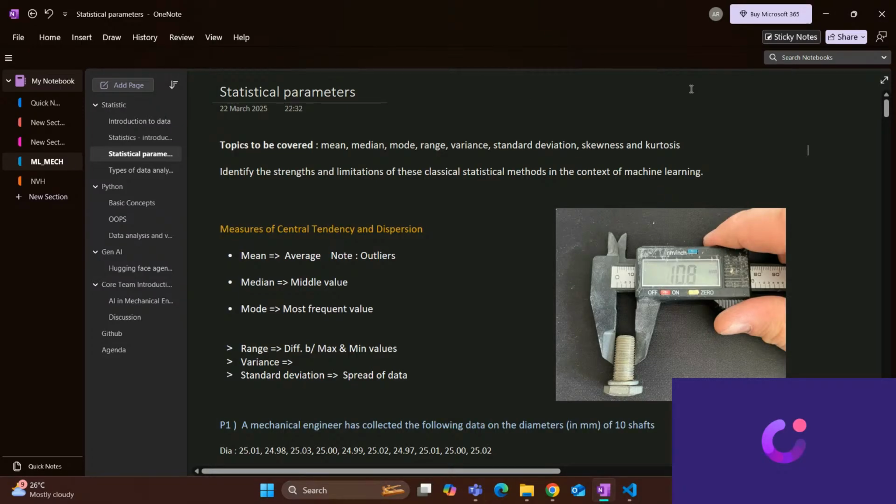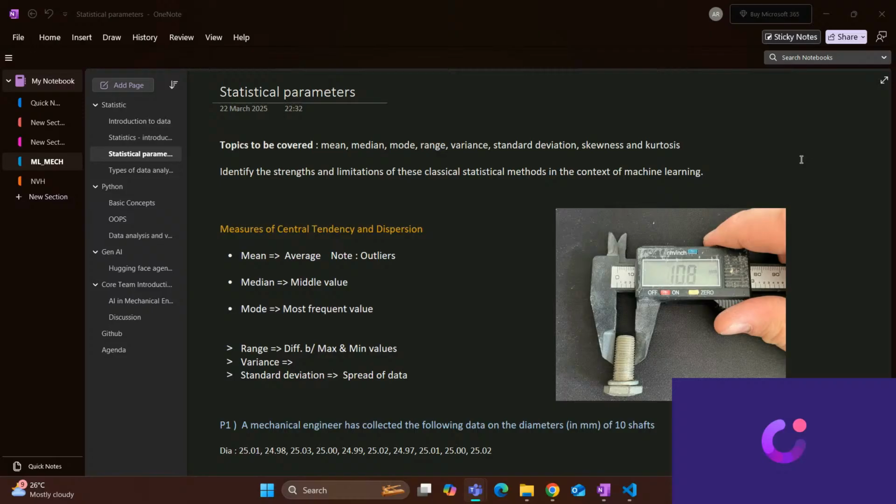So as we discussed yesterday, we touched upon mean, median, mode, range, variance, different parameters of statistics, which are much more useful in analyzing any problem, and are part of descriptive statistics. How do we describe a particular problem? We can use certain statistical parameters to describe it. So what would those be? They are nothing but mean, median, and mode.